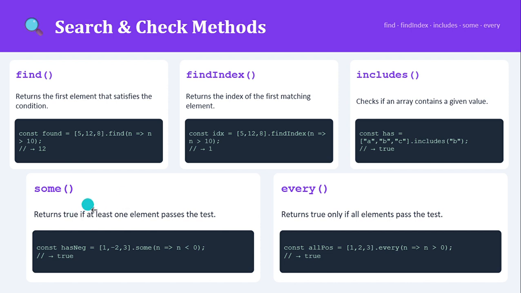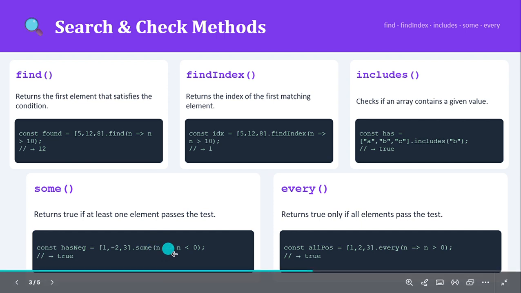Another method is called some. It returns true if at least one element passes the test. For example, you want to check if there are students who got 80%. We check if there is at least one who passed the test, and it returns true. This will help you to analyze the marks of the students.